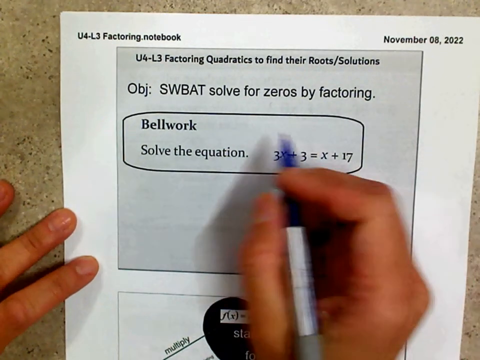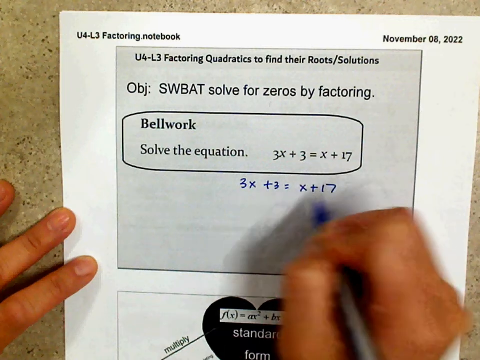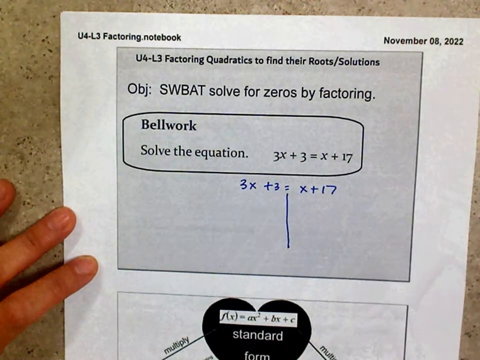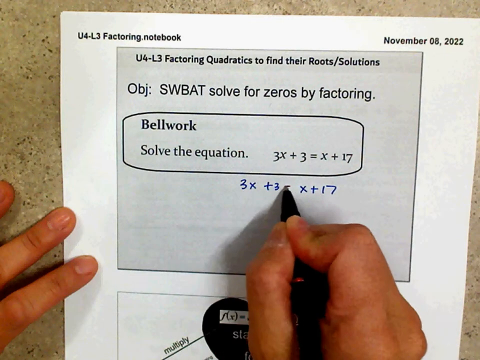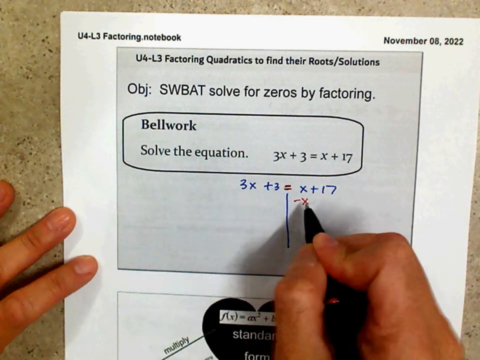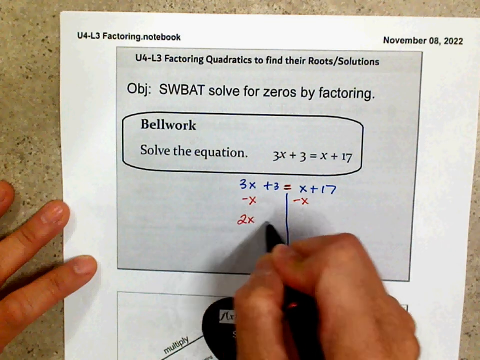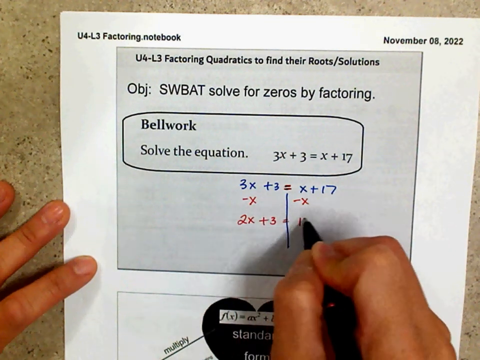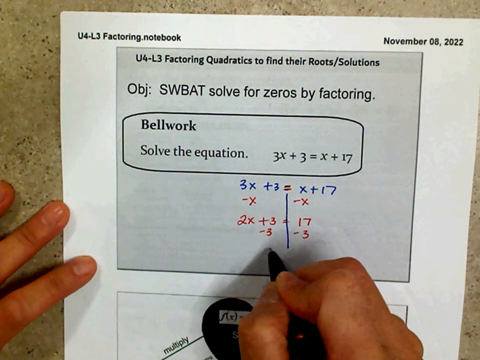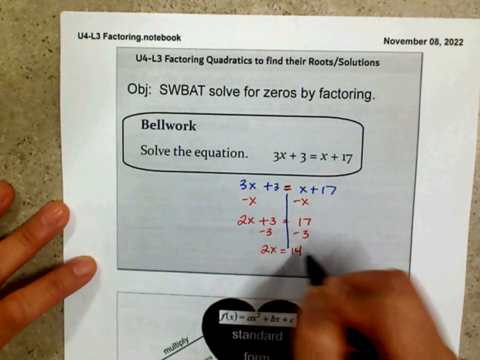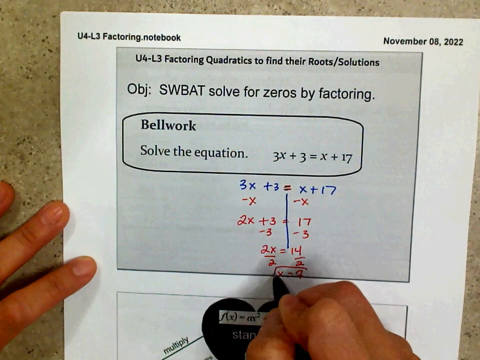If you look, you've got 3x plus 3 equals x plus 17. First thing you want to do is combine like terms. So I'm going to combine my x. Notice I'm moving it across that equal sign, so I'm going to put minus x. I'm using the inverse. So now you've got 2x plus 3 equals 17. Now I can solve for x. Subtract 3, subtract 3. 2x is equal to 14. Divide by 2. X is equal to 7.